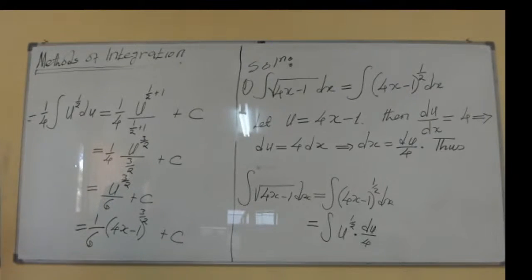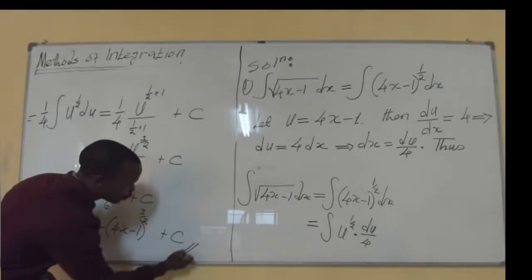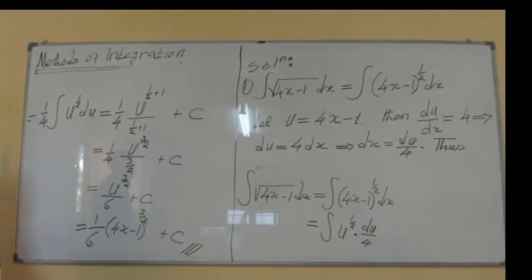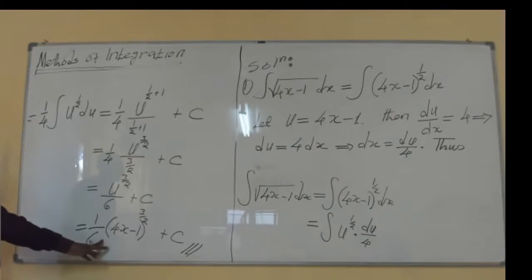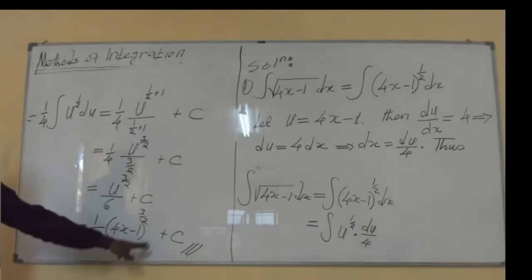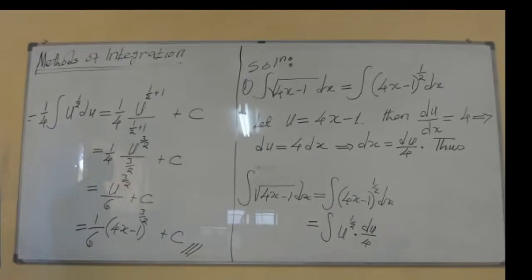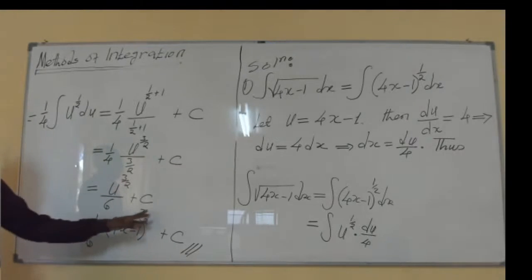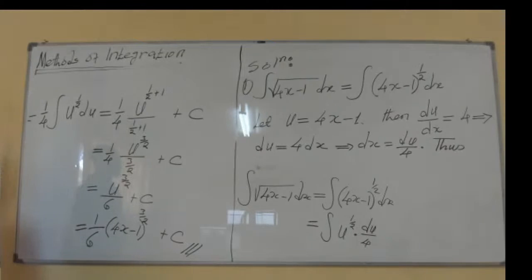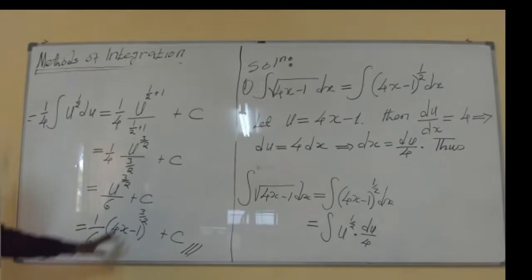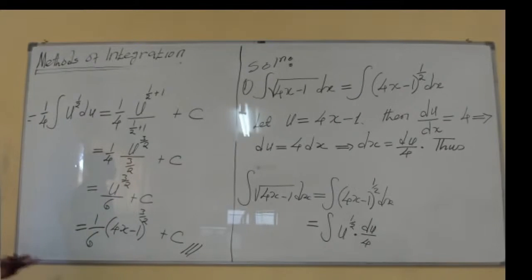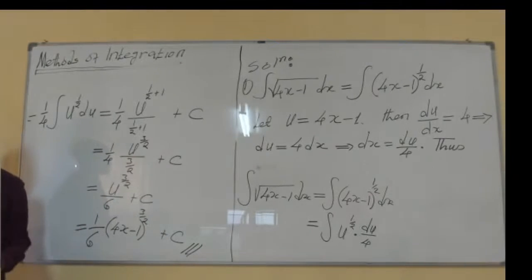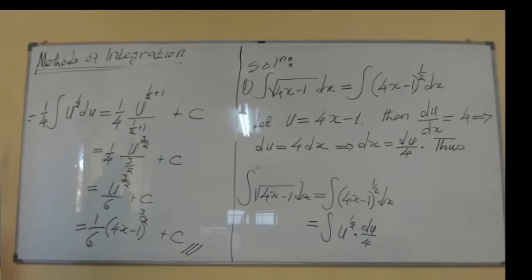So this is the end of the question. If you want, you can rewrite this in whichever form, which is just the square root of 4x minus 1 to the power 3, or the other way around, which is the cube of the square root of 4x minus 1. The answer is just going to be the same. Whether you leave it in this form or reduce it further, it will just be the same. Now, let's look at the second question.